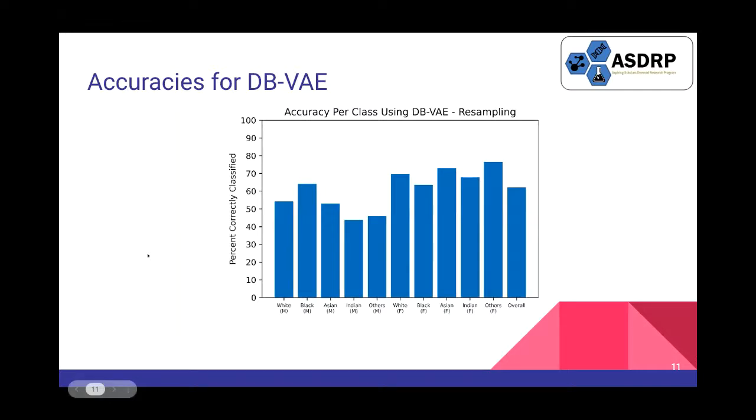And then these are the accuracies for the DBVAE, which is the method that Aadrij was talking about. Overall, the bias did decrease, but the accuracy significantly dropped. And so this wasn't the optimal approach.